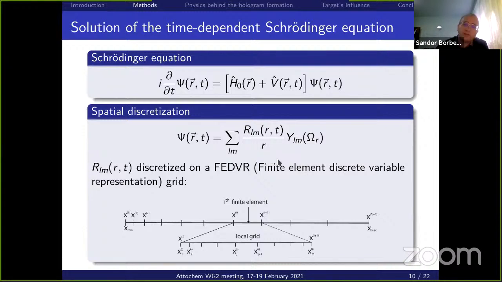Our approach is pretty standard. For the angular part of the wave function, we used spherical harmonics as a basis. The radial part of the wave function is discretized on a finite element discrete variable representation grid, which is basically very simple. You have the configuration space, which you split into finite elements, and inside each finite element you represent your wave function using a polynomial basis. This approach is very flexible because you can adjust your grid density as requested by your problem.